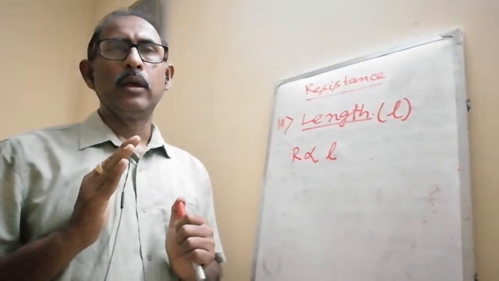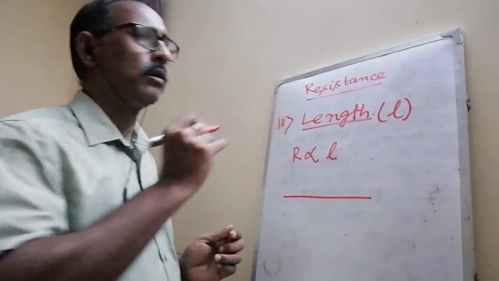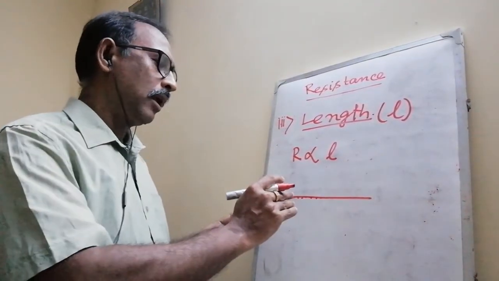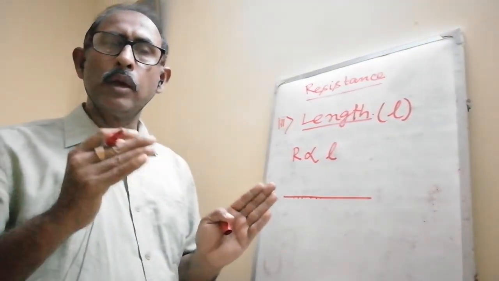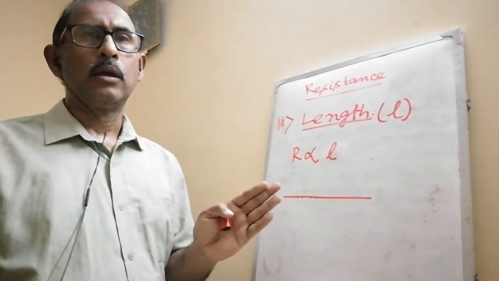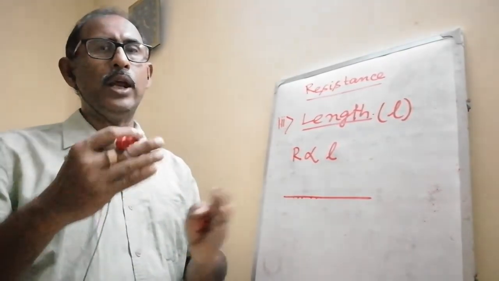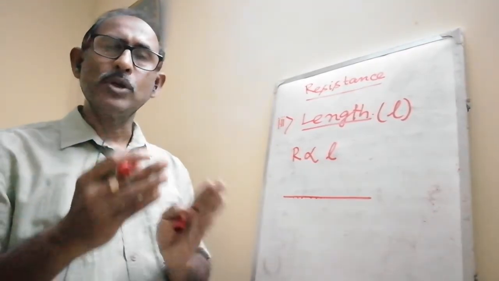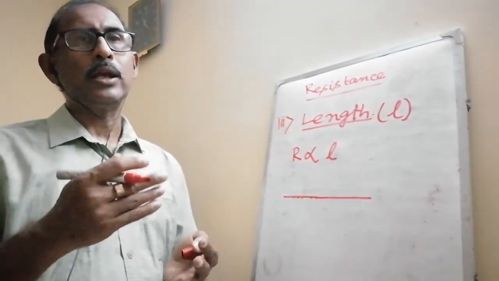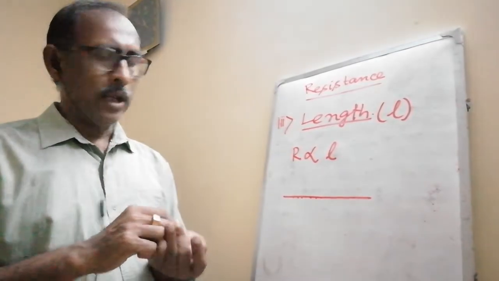Now the question is, why does the resistance increase with length? Say this is the length of the conductor. When the free electrons move, the collisions of free electrons increase if the length of the conductor is more, because they have covered a long distance. When they cover a long distance, the number of collisions of the free electrons increases. That means opposition increases. Collision increases means opposition increases. As the opposition increases, the resistance increases. That is why if the length of the conductor increases, then the resistance of the conductor increases.